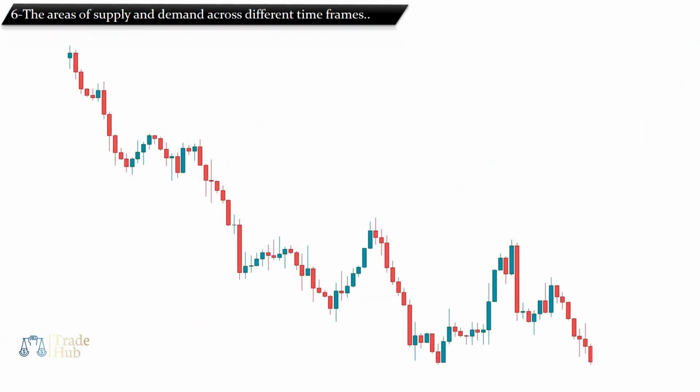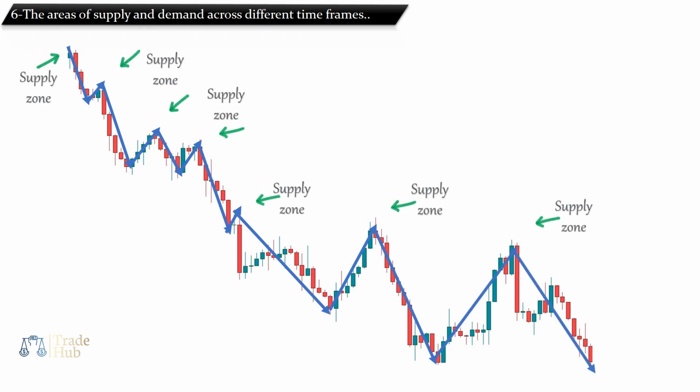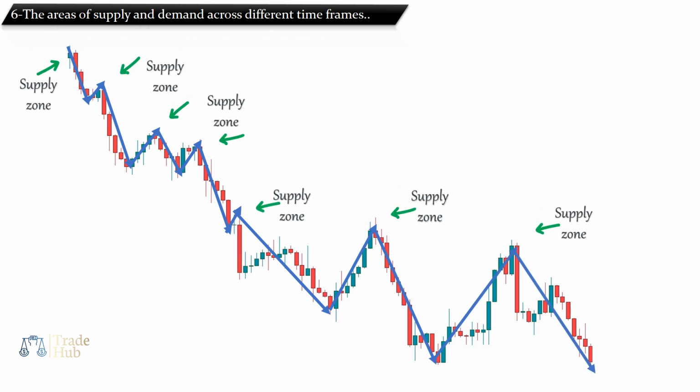And ultimately, the most important point in trading using the smart money technique is the identification of supply and demand areas across different time frames. For example, consider a downtrend in the higher time frame. As the trend persists and prices decline, several supply zones form, and the price reacts upon reaching these zones.